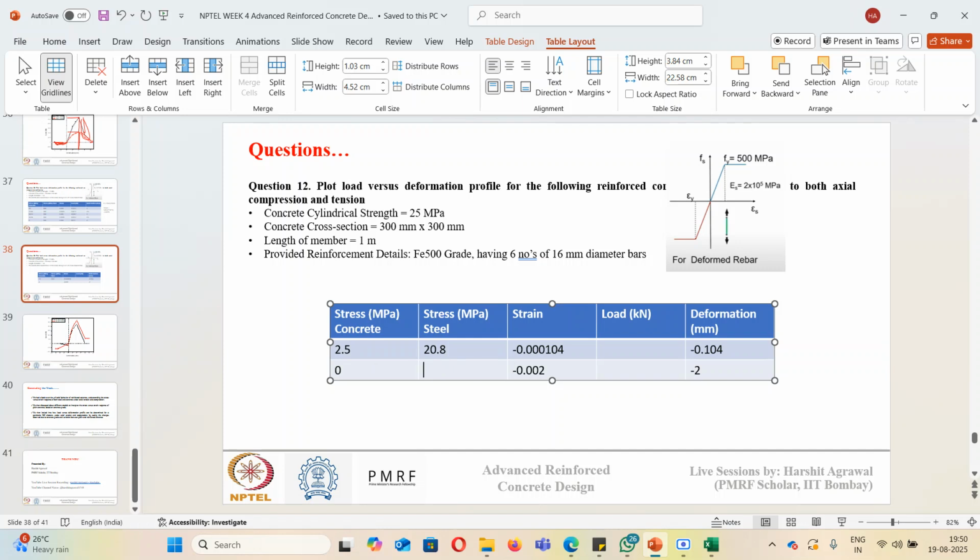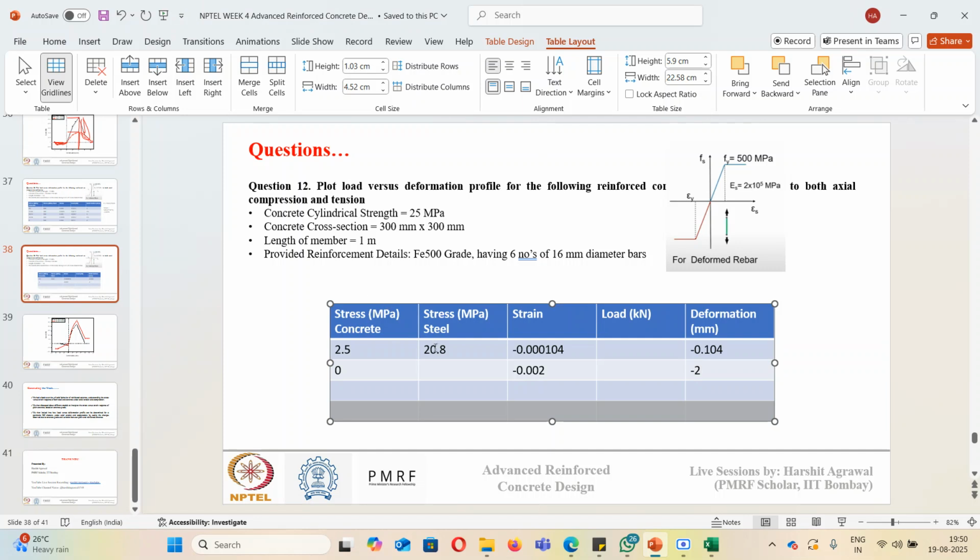Now above this point, we assume that the concrete stress is zero. However, steel will still contribute on the tension side. Okay, so we'll have multiple points. At the strain value of 0.002, it is lower than 0.0025. So the contribution of steel will be 0.002 into 2 into 10 to the power 5. Okay, and this value will come out to be 400 MPa.